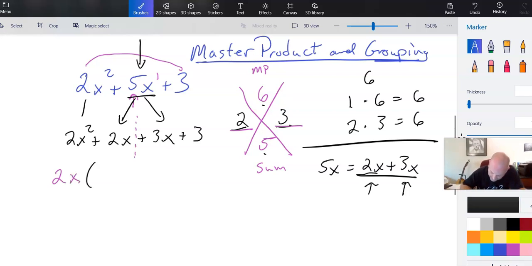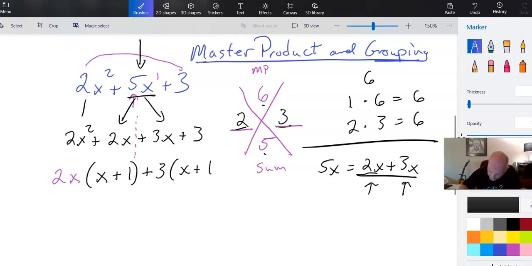Okay, and that's going to leave me 2x times x gives me 2x squared, and then 2x times 1 gives me 2x. Okay, and now we have to do the same thing on the back end here. So if I look at this, 3 is the common factor between the back two terms, and this is a plus, so that means that this is going to be a plus 3. And that also leaves me with an x plus 1.